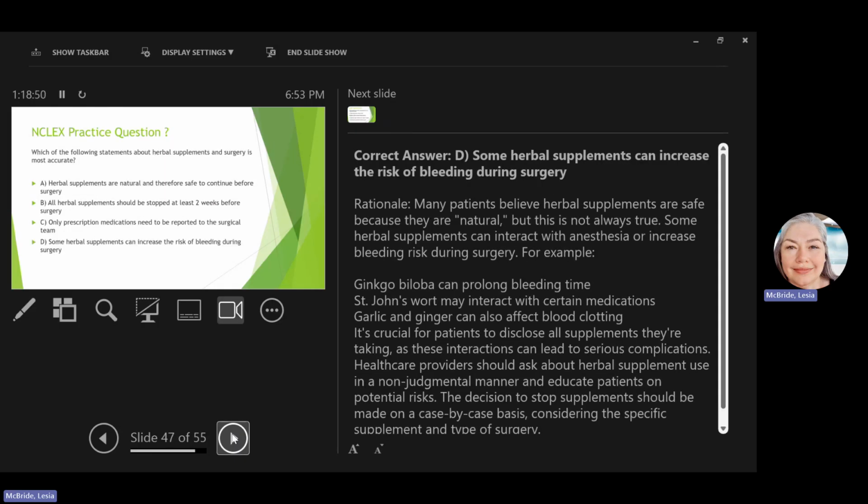Here's the next one. Which of the following statements about herbal supplements and surgery is most accurate? Yes, herbal supplements can increase the risk of bleeding during surgery. So we want to make sure that we know about what they are taking. Ginkgo biloba, St. John's wort, garlic, etc. Fish oil, that's the one that's not on here. Fish oil can definitely increase their bleeding.